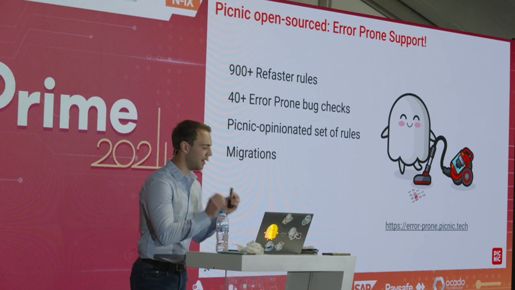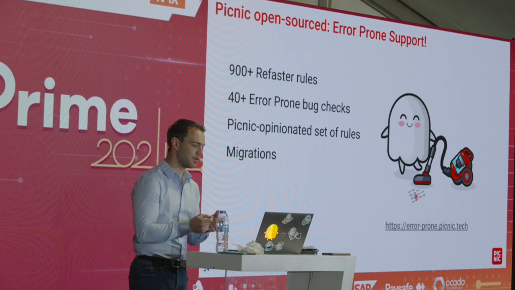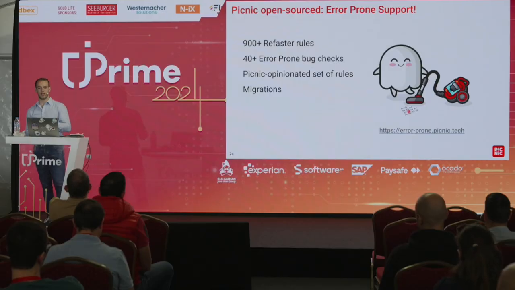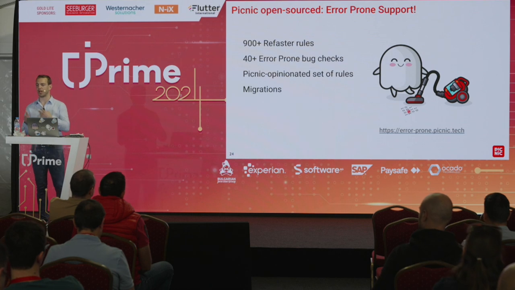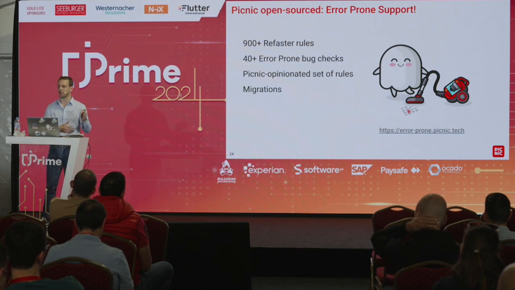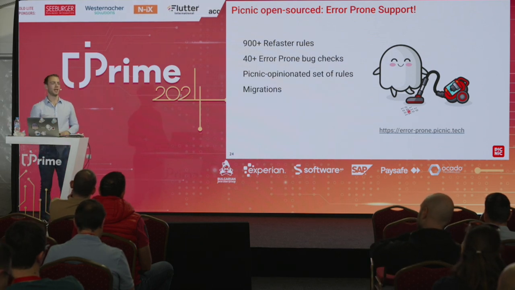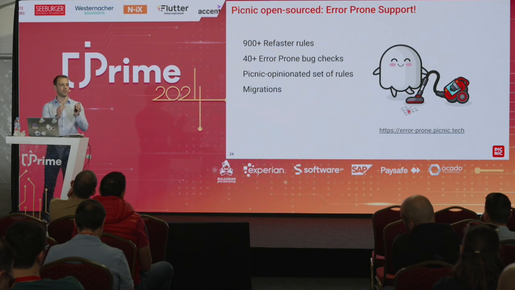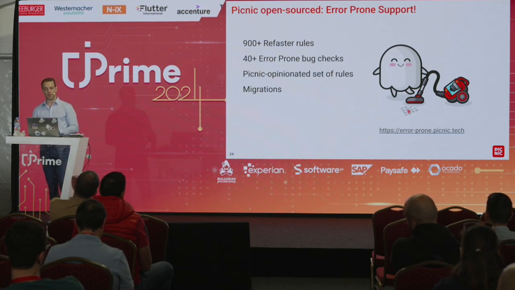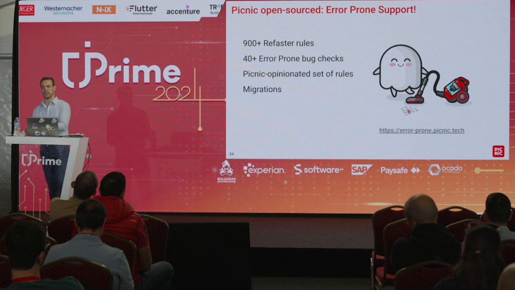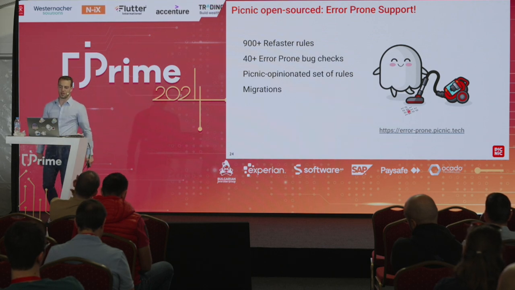The idea of all these rules is that we want to help with deprecations, simple migrations, TestNG assertions to AssertJ, or code style issues. Everything goes, basically. But it's really a Picnic opinionated set that goes a lot further.